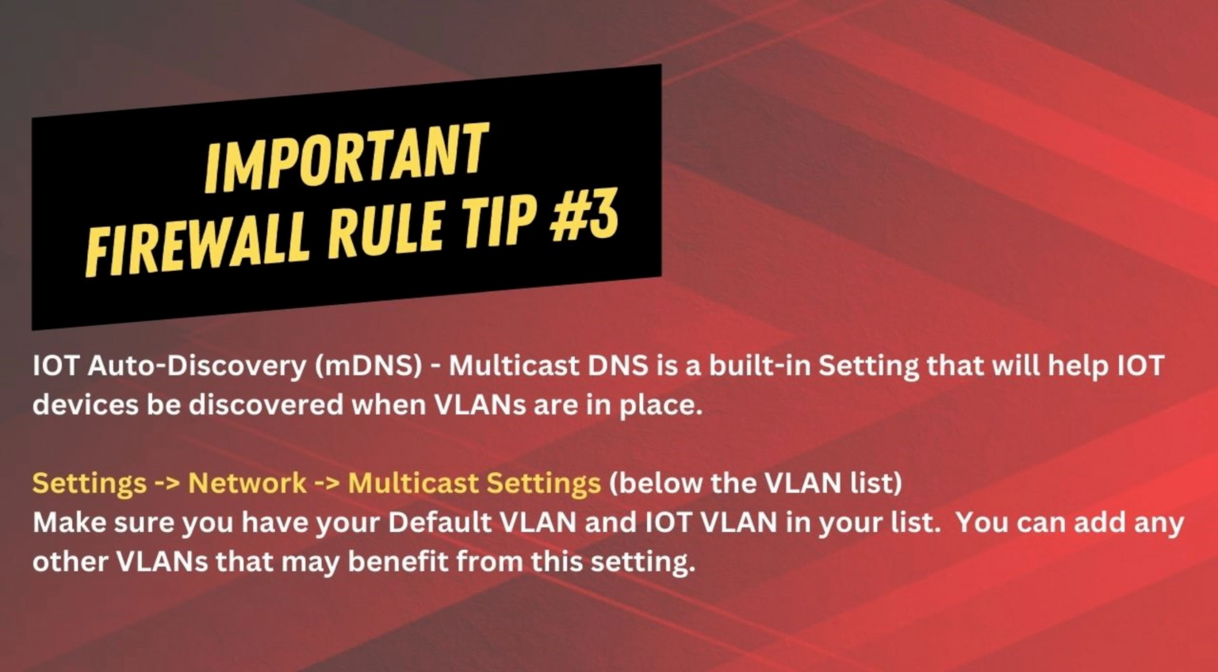So in order to get there, you need to go to your settings, network, multicast settings, and then you need to add whatever VLANs you need to talk to from an IoT standpoint, like which ones need to talk, okay? And what this setting is going to do is when you're on your default network and you're trying to discover IoT devices and have it show up in your phone, this is what's going to help that. So let's go over here. I just want to show you where that's at, and we'll take a look at it.